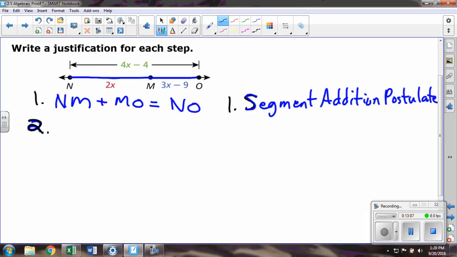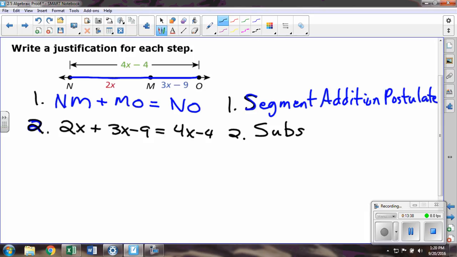What distance is NM? That's 2x. What distance is MO? Yeah, 20. What distance is NO? And those pieces, we're able to put them in. Why? What did we do there? That step is substitution.